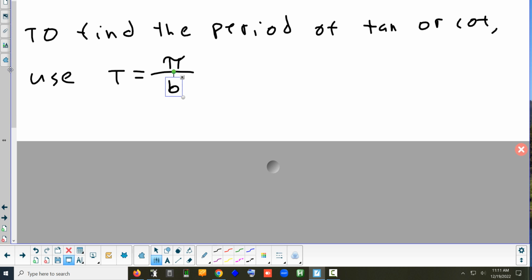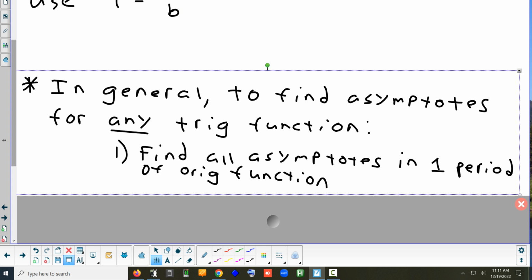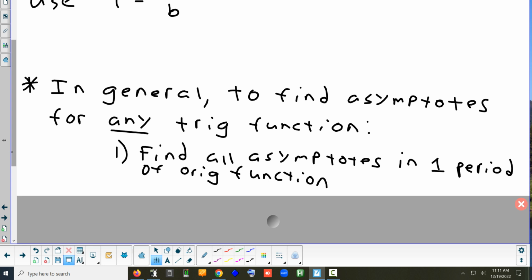So even though we're not going to do a lot of sketching by hand, one thing they may ask you for is the asymptotes. So what I'm going to show you next is how do you find the asymptotes for really any trig function, not just tangent and cotangent. We're going to learn secant and cosecant also have asymptotes. But this is how you find asymptotes for any trig function. But it does apply specifically to tangent and cotangent because that's what we're looking at right now.